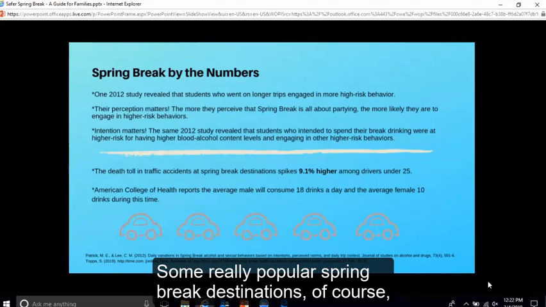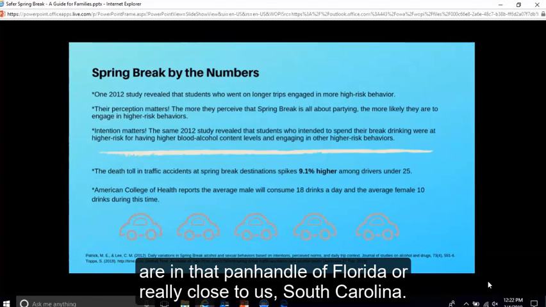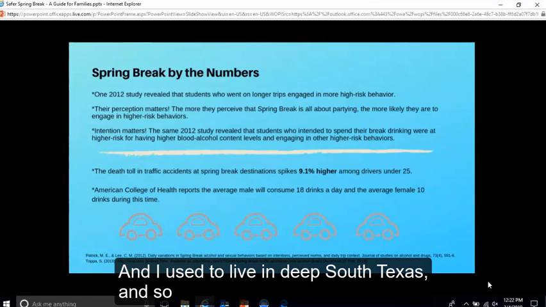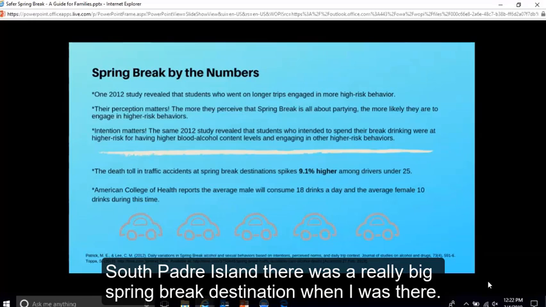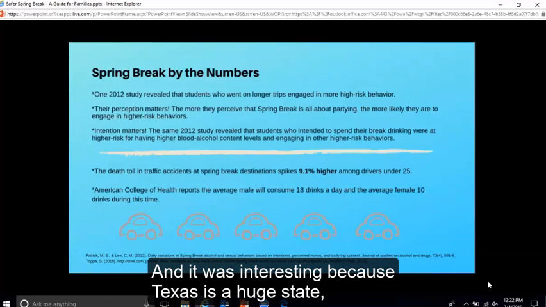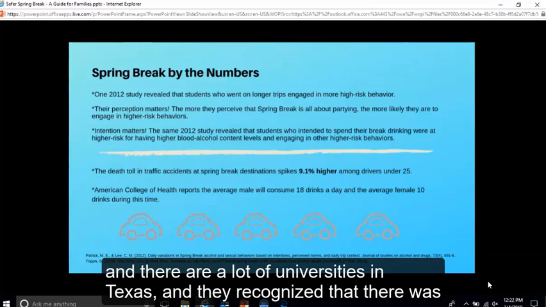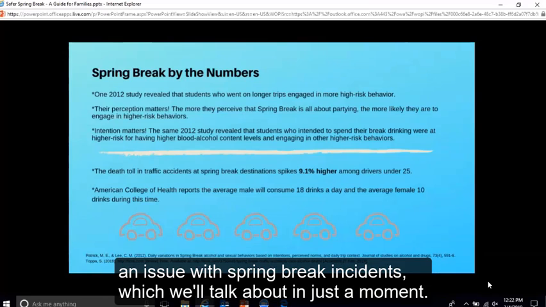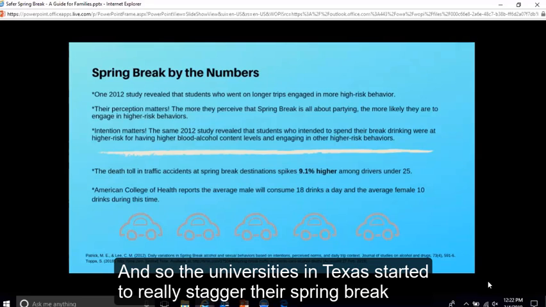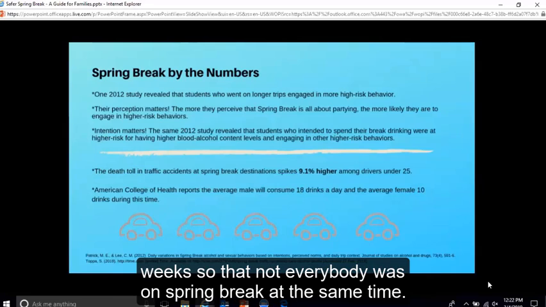Some really popular spring break destinations, of course, are in the panhandle of Florida, really close to us, and South Carolina. And I used to live in deep South Texas, and South Padre Island there was a really big spring break destination when I was there. It was interesting because Texas is a huge state and there are a lot of universities in Texas, and they recognized that there was an issue with spring break incidents, which we'll talk about in just a moment. And so the universities in Texas started to really stagger their spring break weeks so that not everybody was on spring break at the same time.